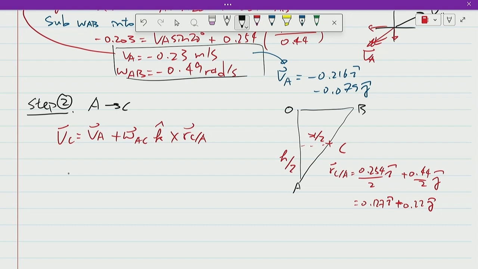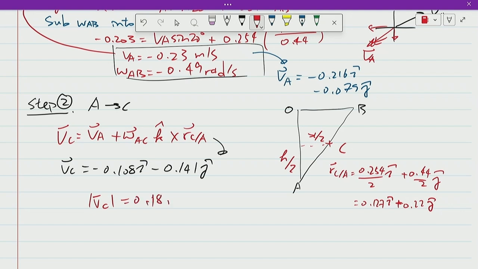You throw that in, eventually it's just going to give you Vc, which is equal to negative 0.108i minus 0.141j. Skipped quite a bit, two or three lines here, but it's pretty similar to what we did, but with different vectors. Finally, we can also report the magnitude.